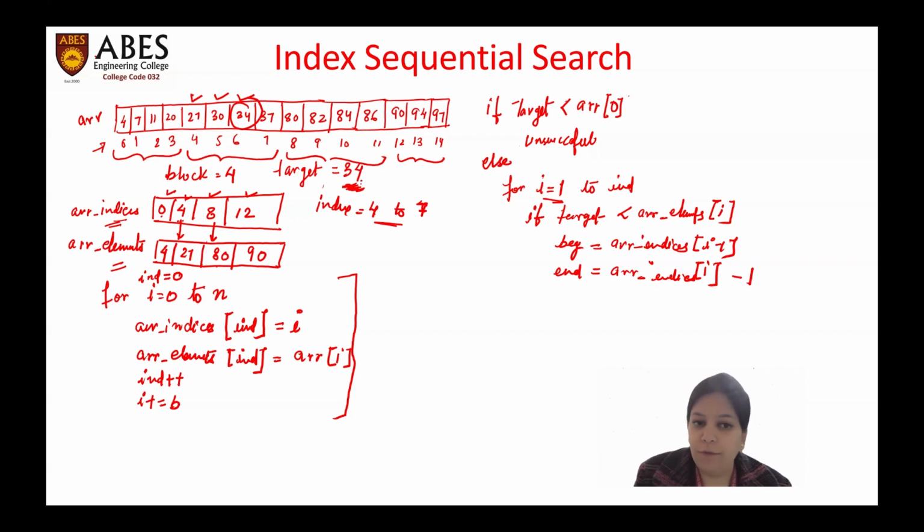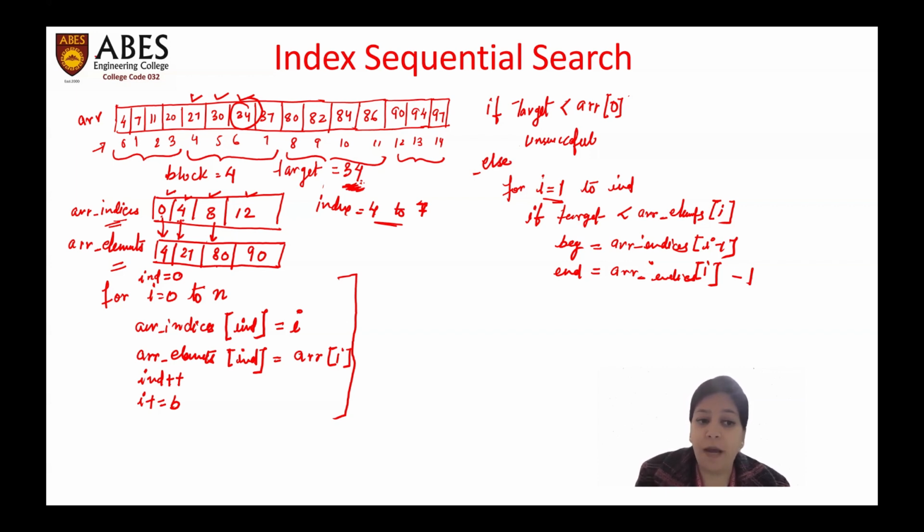In order to search for 34, first of all, we will compare this 34 with the value which is stored at index 0, that is 4. If it is less than 4, then we are going to simply say that the search is unsuccessful, but this is not the case. So we will move on to the else part. In this case, we will start with the value I equals 1 to the last index, right?